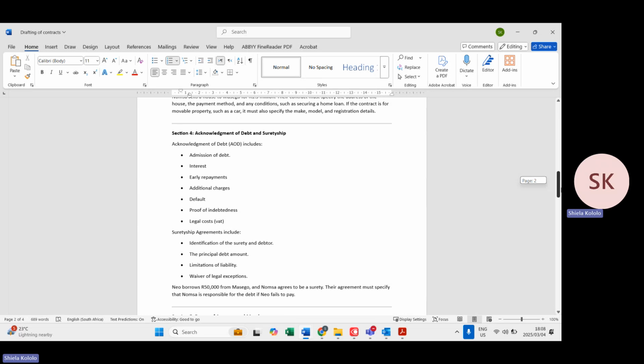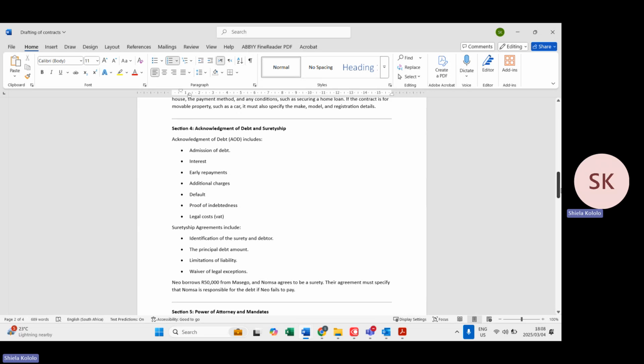And then we've got an acknowledgement of debt. So the first clause is the admission of the debt. In the admission of the debt, you are basically saying, I, the undersigned Nomsa, am hereby indebted to Neo in the amount of, basically something like that. You are admitting the debt. And then the next clause is the interest. In the interest clause we are dealing with what interest is applicable in terms of our agreement. And then early repayment, what happens if Nomsa is going to pay back Masego earlier than she had anticipated?